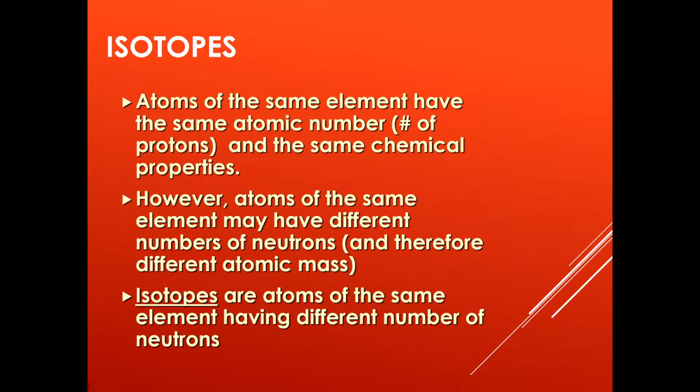Every oxygen atom has 8. What determines the type of atom is the number of protons. And so every atom that has the same number of protons has very, very identical chemical properties. There might be some small changes due to mass because it's heavier, but basically it's almost entirely the same. However, atoms of the same element may have different numbers of neutrons and thus a different atomic mass. So isotopes are atoms of the same element that have different numbers of neutrons.